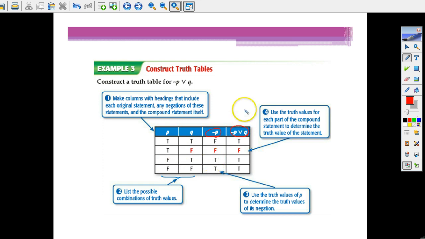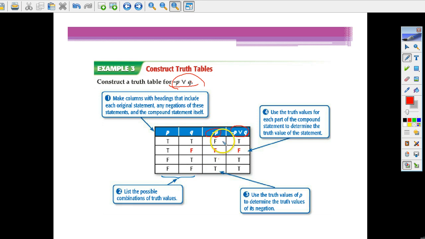Okay. So first thing they did was make columns with headings that include each original statement, any negation of these statements, and the compound statement itself. So you have P, Q, not P, because you're going to use not P or Q, because that's what we're looking for. We're constructing a truth table for this part. Okay. List the possible combinations of truth values. So when you list them, you're going to do all the possibilities. So true, true, false, false, true, false, true, false.